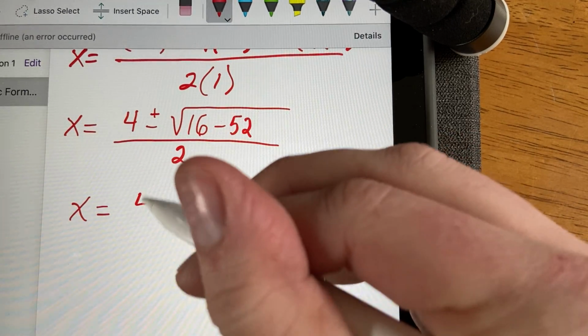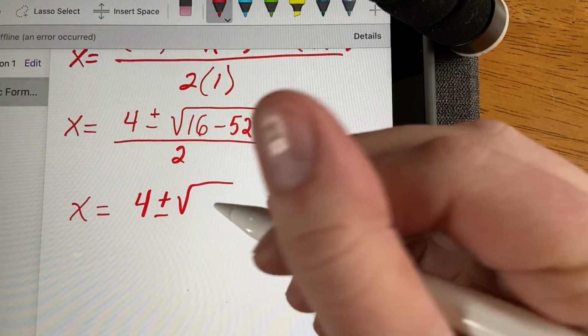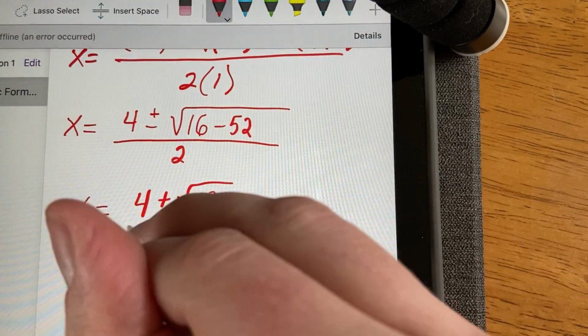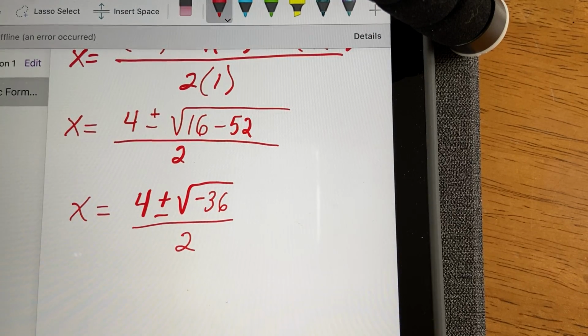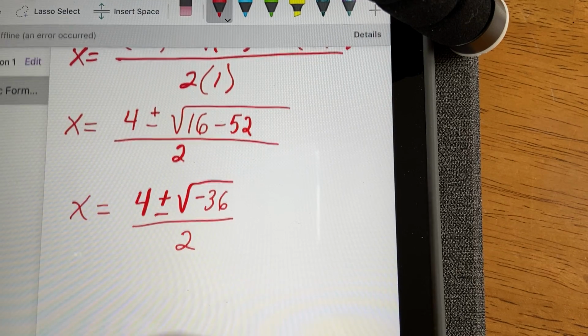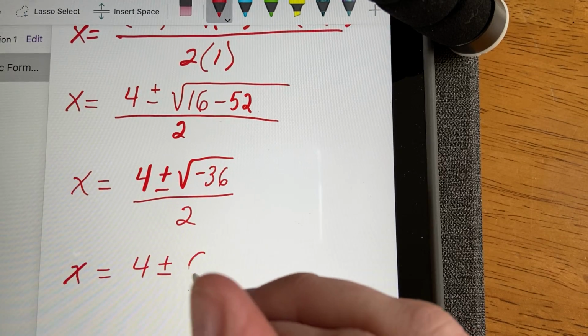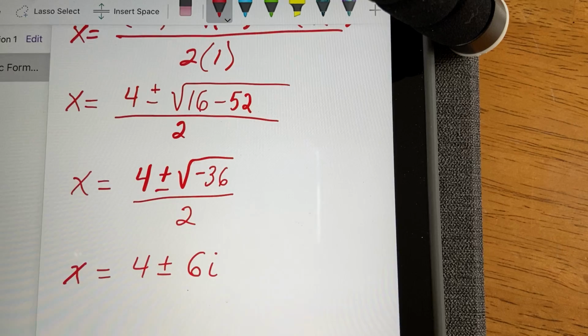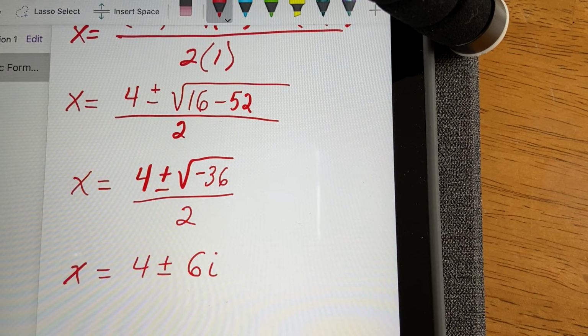X equals 4 plus or minus the square root of 16 minus 52, which is negative 36, and that's all over 2. Okay, now for this problem, because 36 is a perfect square, I can actually take the square root of negative 36, and it's going to look like this. X equals 4 plus or minus 6i, and that's because the square root of 36 is 6, and the square root of negative 1 is i, and that's all over 2.